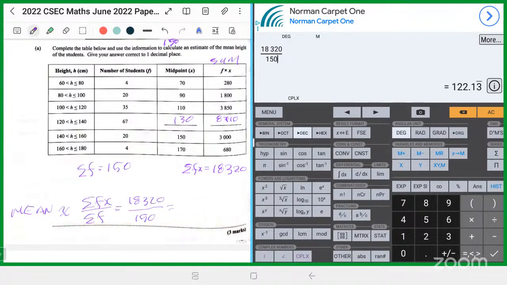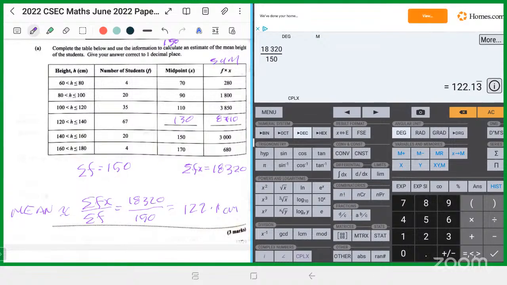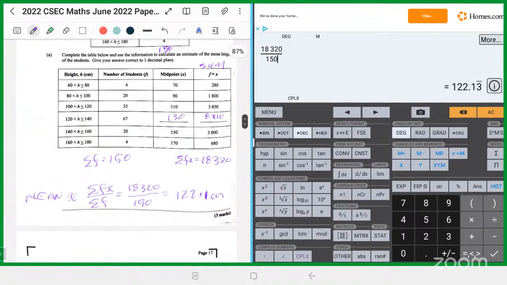So 122.1. You have to put the unit of measurement for the height, centimeters. That's the mean height, right? The arithmetic mean height. That is it. Very good.